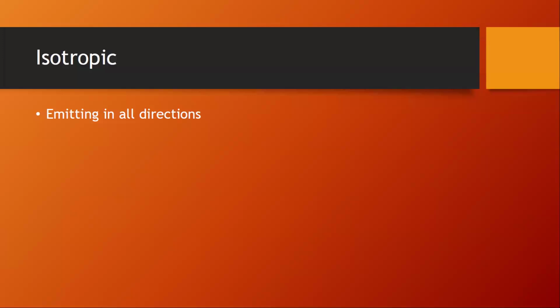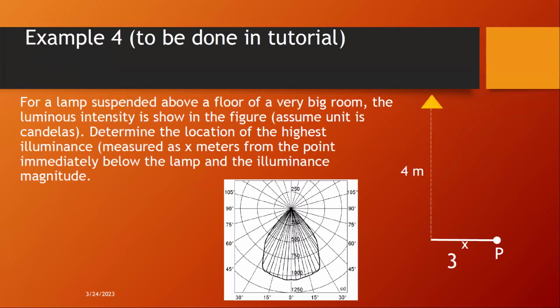Starting with isotropic. What's isotropic? It means emitting in all directions. For the questions that we are solving, you will be seeing this term a lot. Essentially, what it means is that it enables you to solve the question. Otherwise, you are going to be dealing with a lot of different components when it comes to lighting.